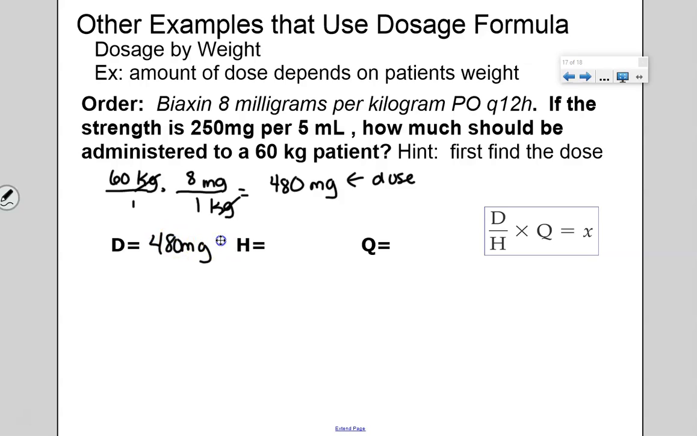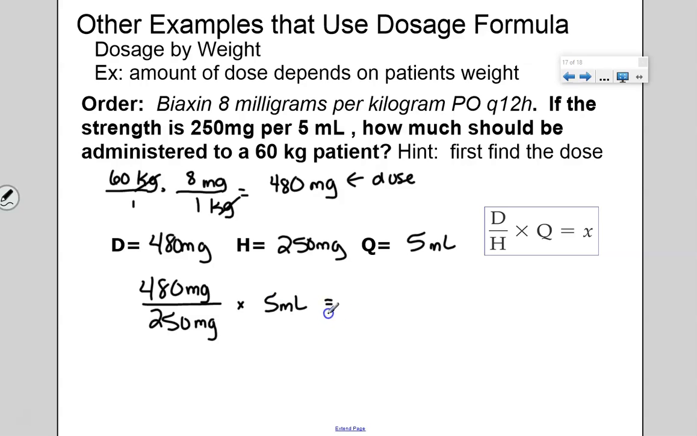Now, how does this medication come? Well, if I look here, this is the label. It comes in 250 milligrams per 5 milliliters. Setting up my problem, 480 milligrams is the dose, 250 milligrams is what's on hand, and times 5 milliliters. Now, doing the math, I can go ahead and divide 480 by 250, which is going to give me 1.92, and I'll multiply that by 5, and it gives me the answer 9.6, and the unit would be milliliters. And again, this is okay to have a 0.6 because it's in a liquid quantity, it's in milliliters, so you're allowed to have tenths.